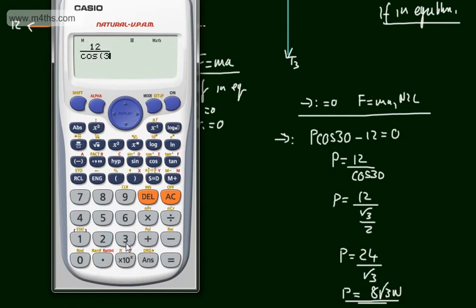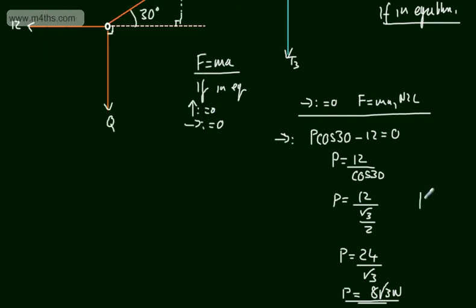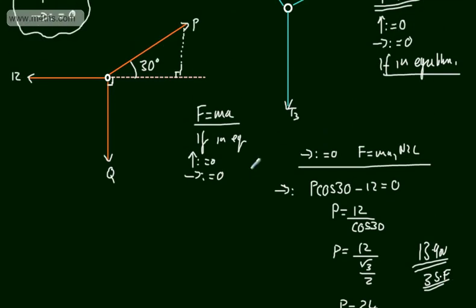You're not expected to know all of these angles necessarily for any given course. That gives us 8 root 3, or 13.9. So 13.9 newtons, given to 3 significant figures. So that is the value of P. All I've done is resolved horizontally. Let's now look at resolving vertically to find Q, given that we've got P.